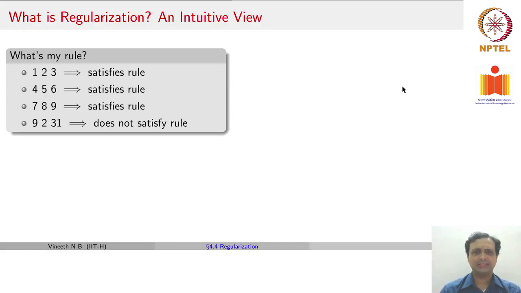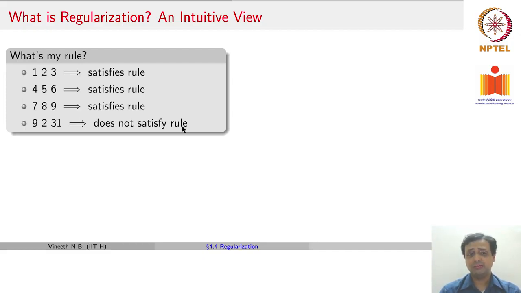Let's take a very simple example. Let's take these sets of values: 1, 2, 3. We say that it satisfies some rule. 4, 5, 6, it satisfies the same rule. 7, 8, 9 also satisfies the same rule. 9, 2, 31 does not satisfy the rule. The question for you now is, what is the rule?